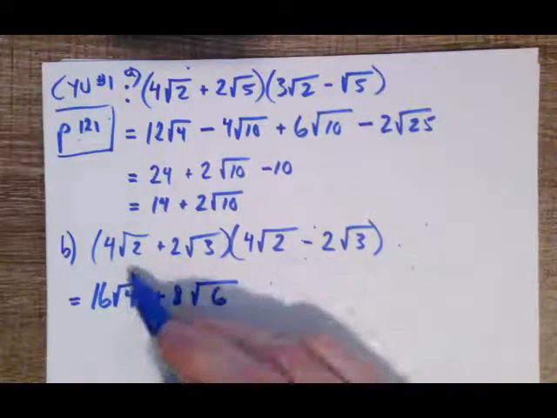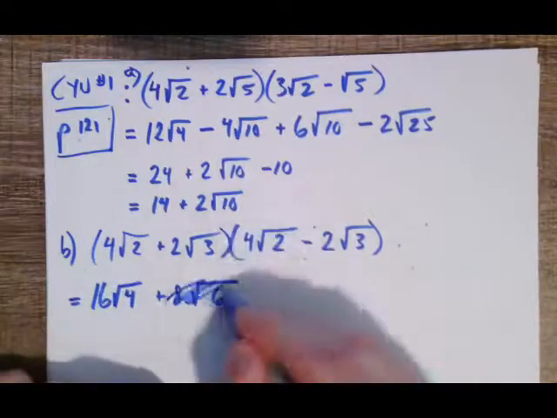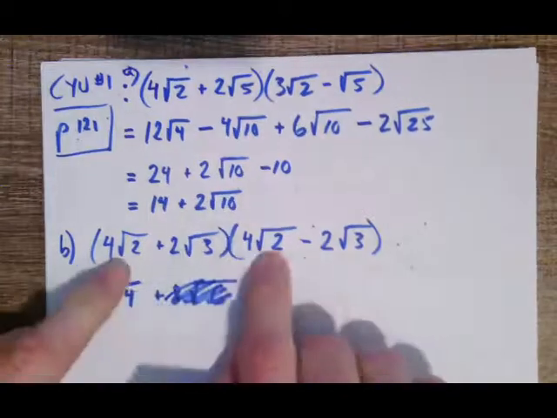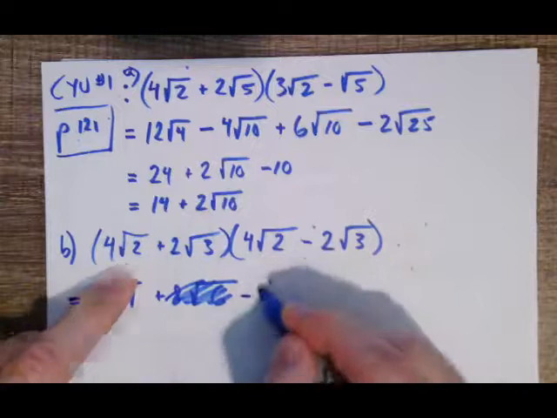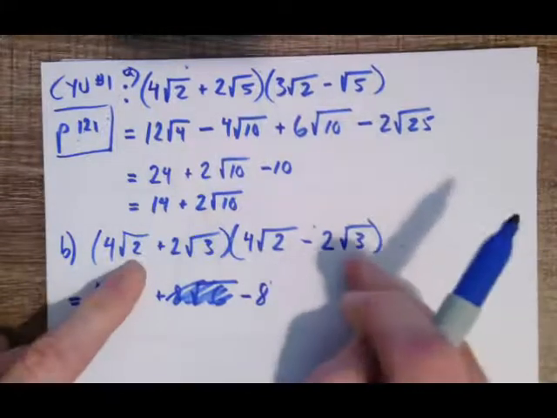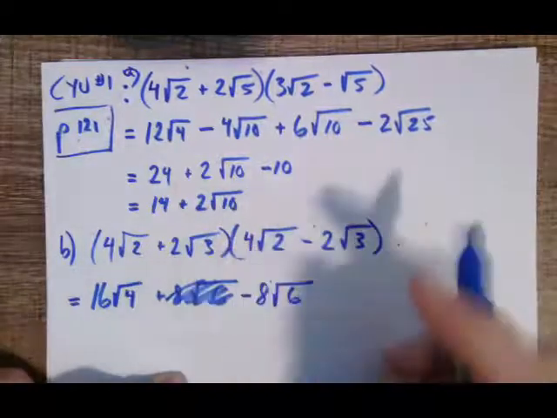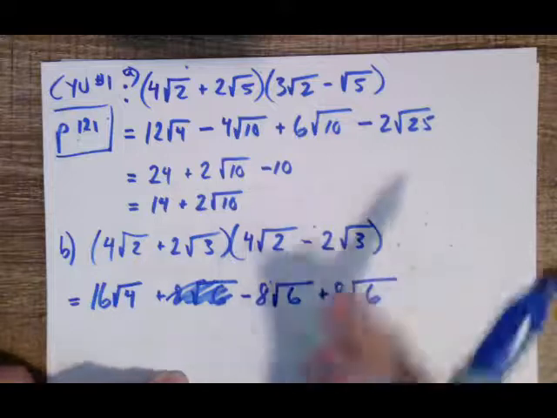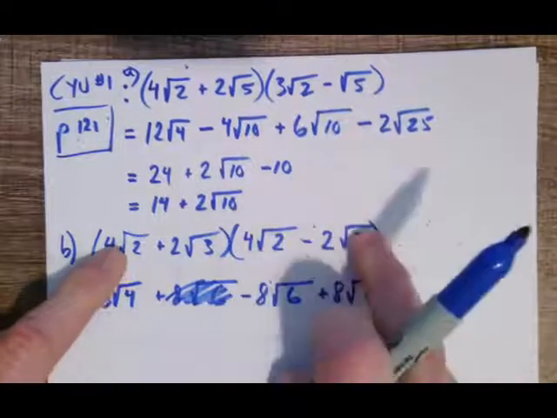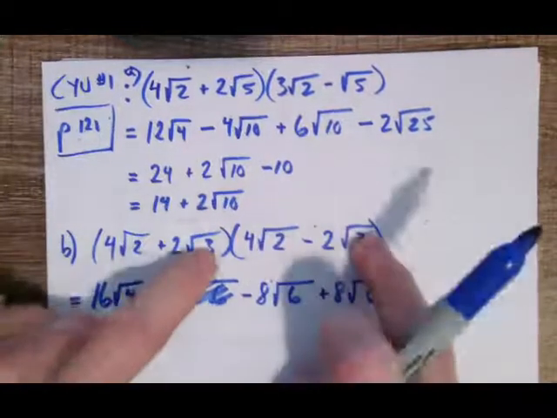Oh, I did it in the wrong order. Let me erase that because I did it in the wrong order. First should be outside. Sorry about that. Okay, so that's negative 8 root 6. Sorry, guys. Now over here, it's 8 root 6. I just want to do it the way I said I was going to do it. First, outside, inside, last.